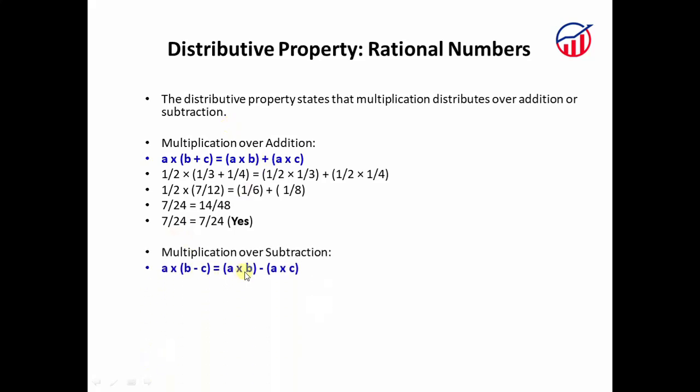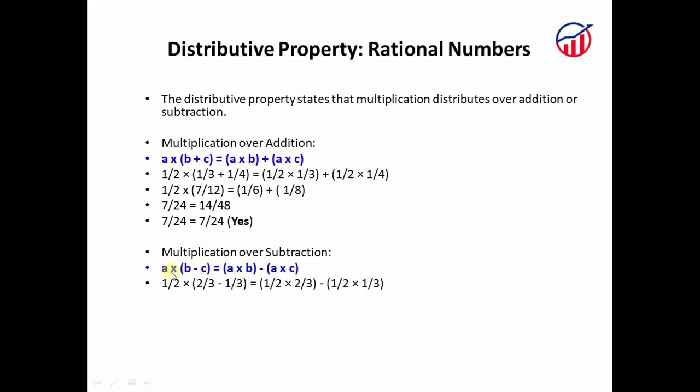A into B minus C is equal to A into B minus A into C. How does it happen? So you have A into B over here, negative sign in between comes over here, and A into C. So the multiplication distributes over subtraction. So let's take this example over here, half into 2 upon 3 minus 1 upon 3.